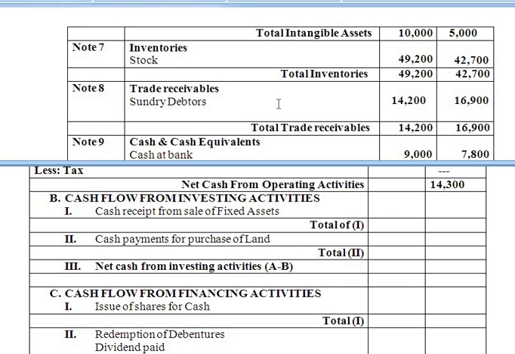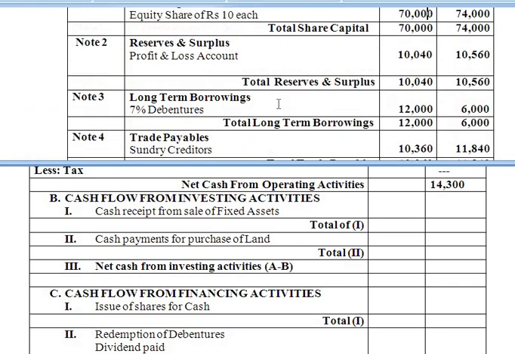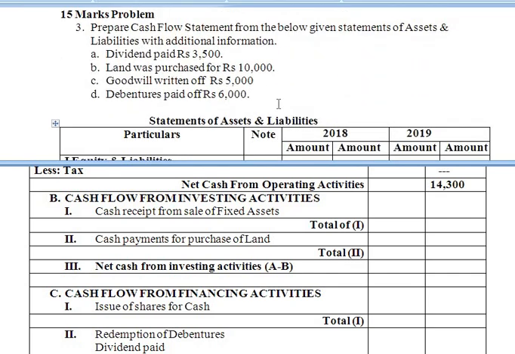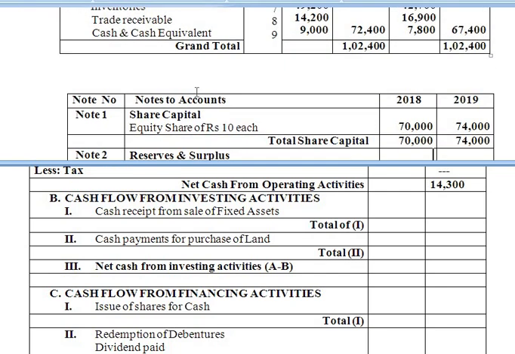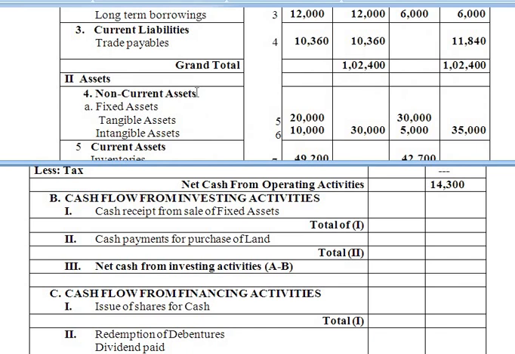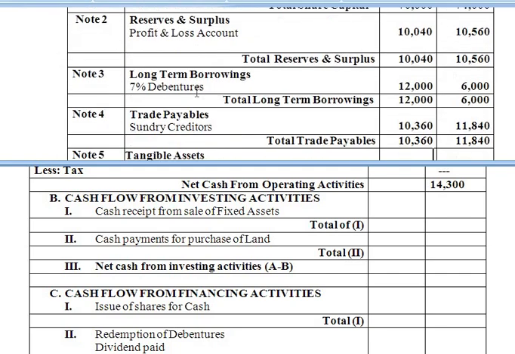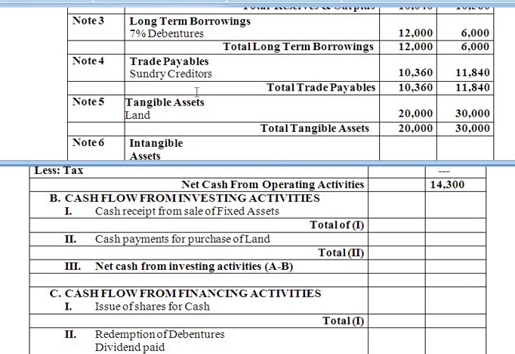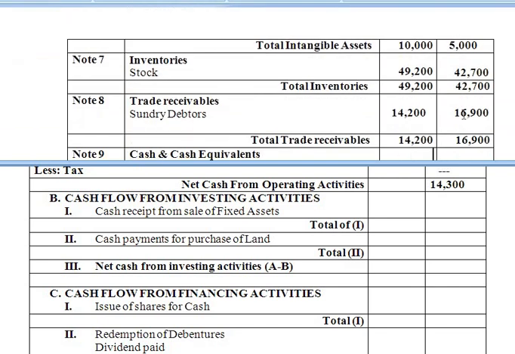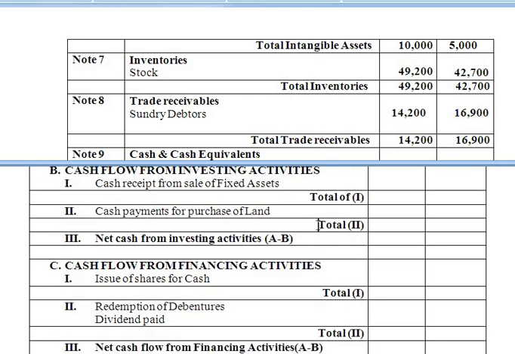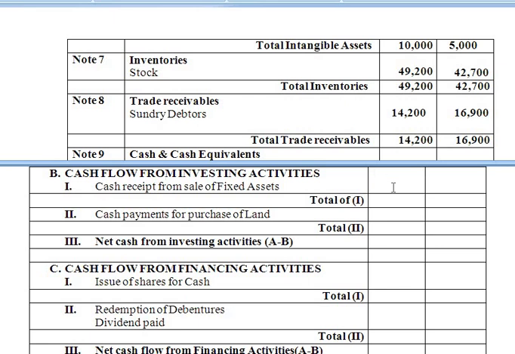Now here you can check in the adjustments. In the additional information, there is no information regarding sale of any assets. And in tangible assets you can check, we have only one tangible asset, that is land, and the amount of land has increased, which means there is a purchase of land. So here we don't have any cash receipt from sale of fixed assets. We can put a dash.